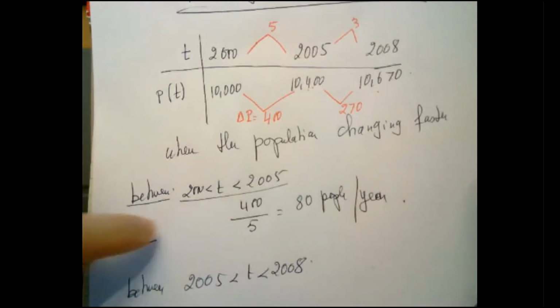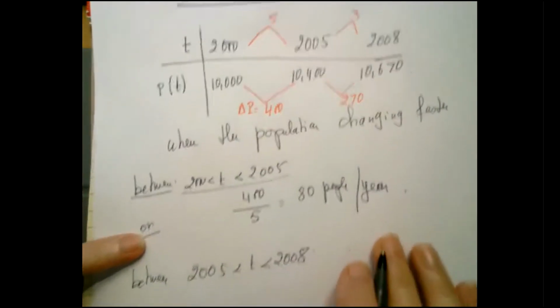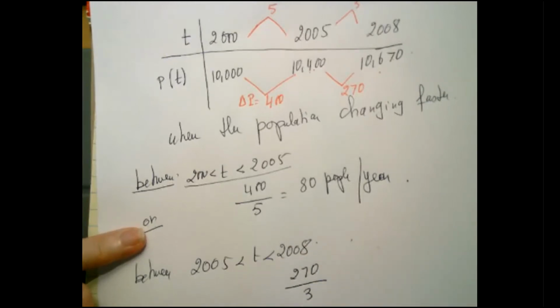Between 2005 and 2008, how much was it averaging? It changed by 270, but those 270 were spread over a period of 3 years. So if you divide this, it means 90 people per year.